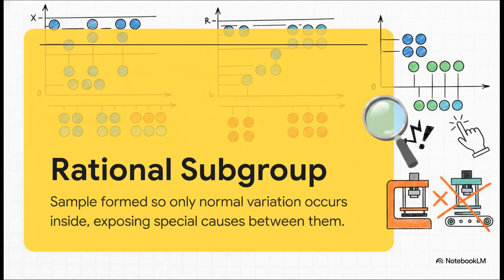Now, to make these charts actually work, you must define what we call a rational subgroup. Honestly, this is the underlying genius of the whole method. You usually grab 4 to 6 consecutive units, meaning they're coming from the exact same press, the exact same setup, at the exact same time. Why? Because you want to force any major process changes to stick out like a sore thumb between your samples. You group them so that only normal, common cause variation is happening inside that subgroup. If you accidentally mix 2 different presses or 2 different shifts into a single subgroup, you're just going to hide the exact signal you're trying to catch.